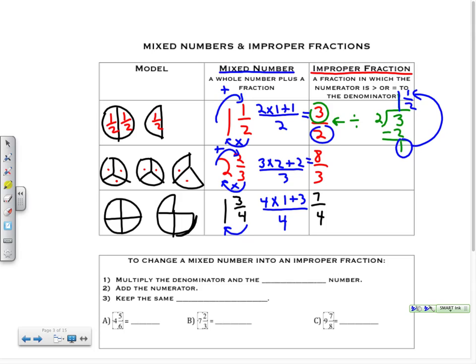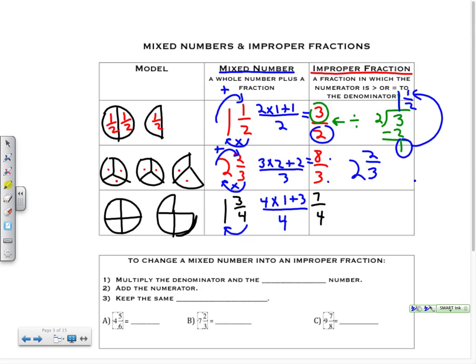So 3 halves is just a division problem. 3 divided by 2 is 1 1/2. 8/3 is a division problem. I can think in my head, 3 goes into 8 2 times. I know 3 times 2 is 6. I'm going to have 8 minus 6, 2 left over, and 3 is my denominator.